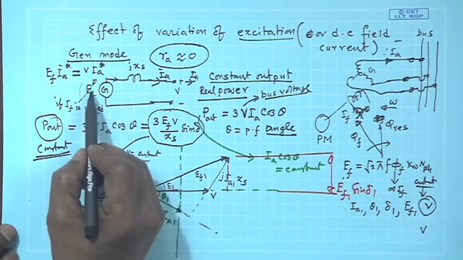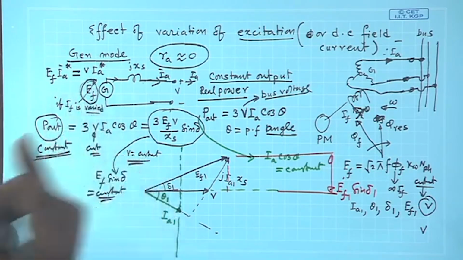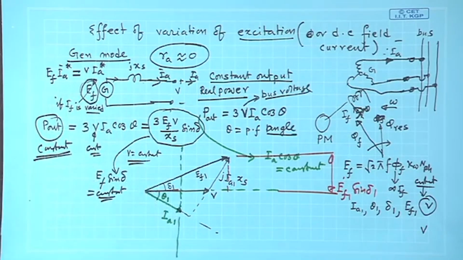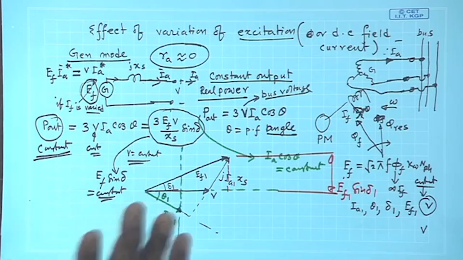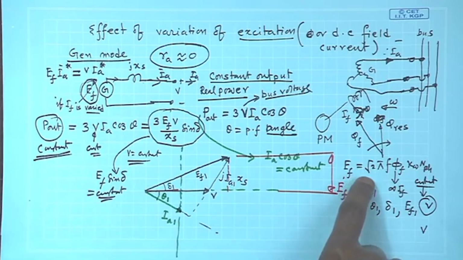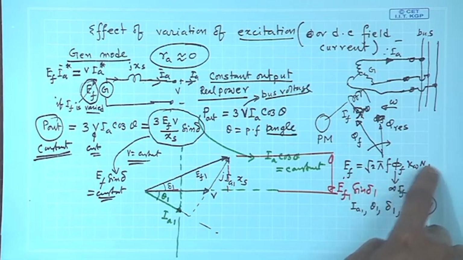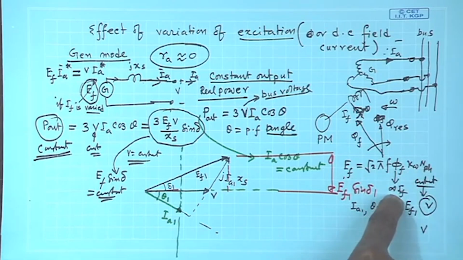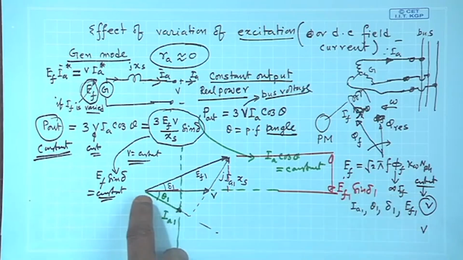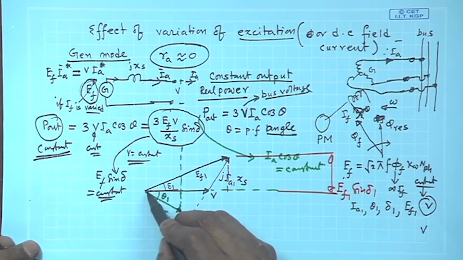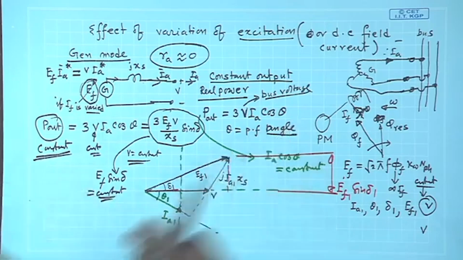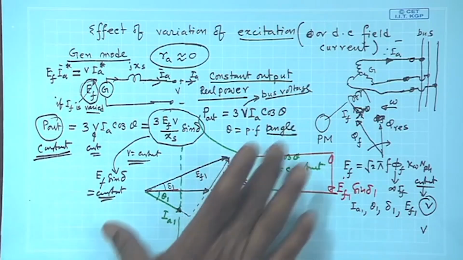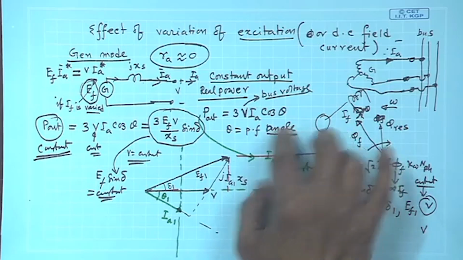Now, suppose I have increased the excitation, what will be the consequence? If you change excitation, E f has to change. If you increase the field current, E f will become bigger, because E f depends on root 2 pi f phi f k w n phase, and phi f is directly proportional to I f. Therefore, excitation voltage E f must increase. So, this length will become bigger.